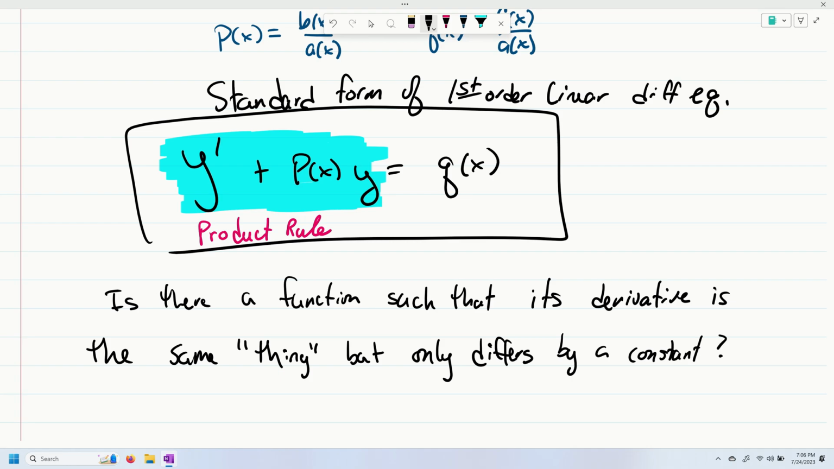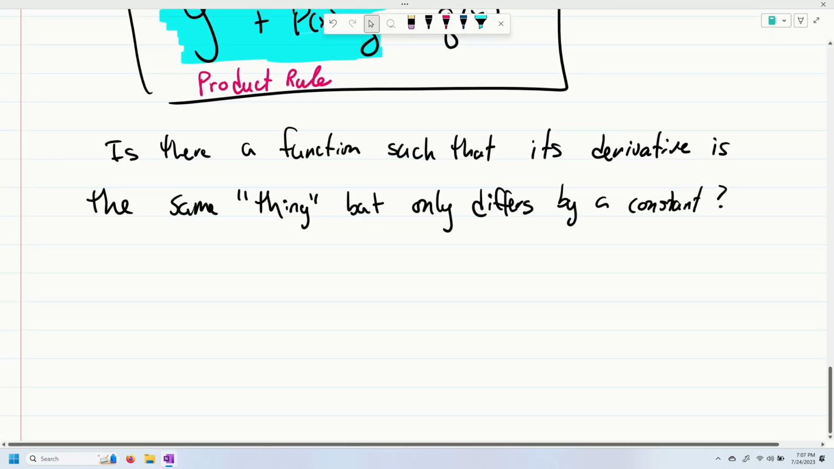All right? So if you think about all your derivatives, like the derivative of x to the third power, well, that's 3x to the second. Notice you're not starting and ending with the same thing. You start with x to the third, you end up with x to the second times 3. They're not the same.